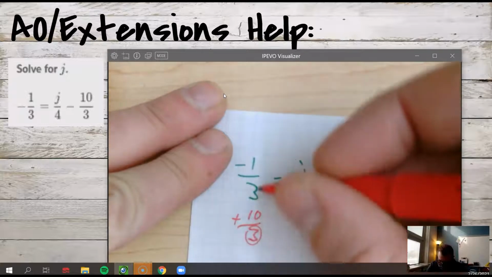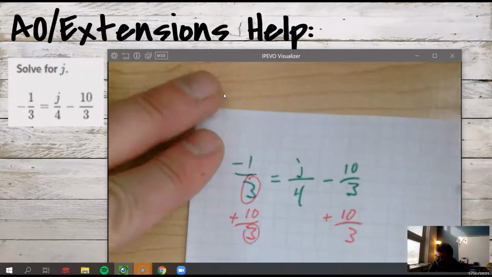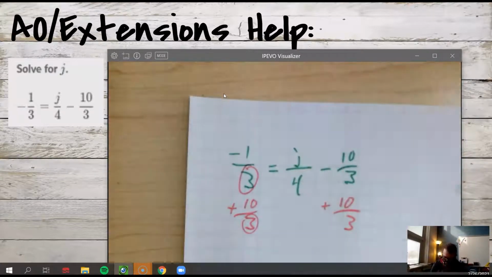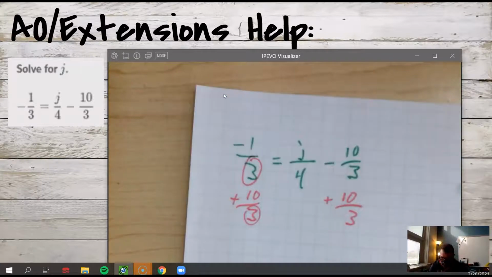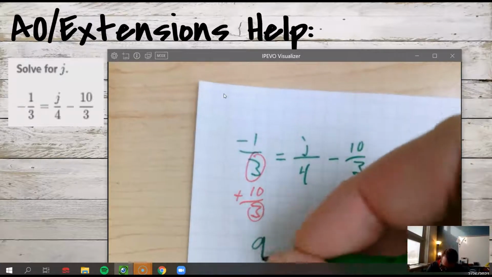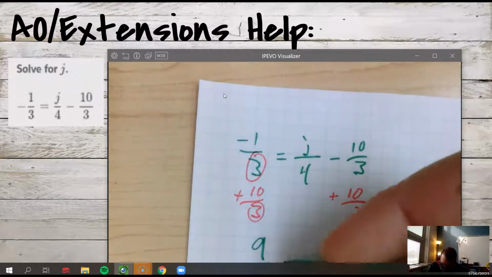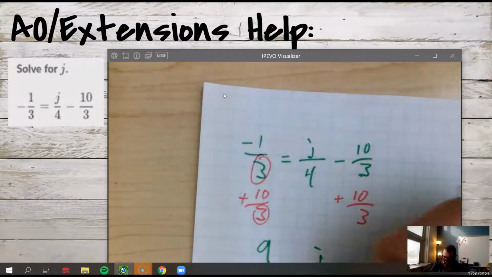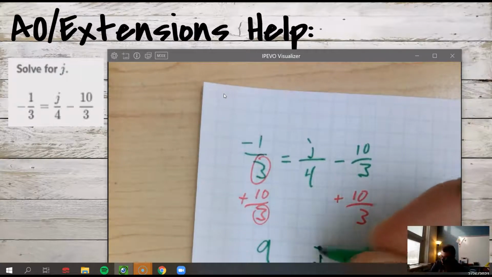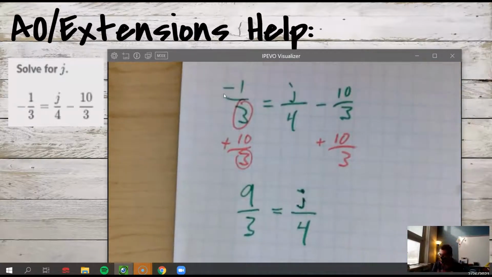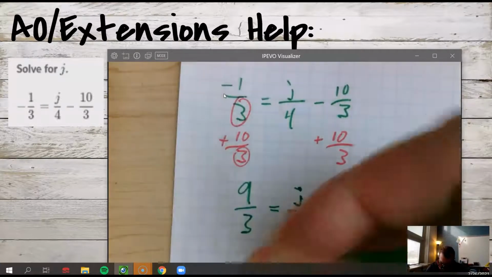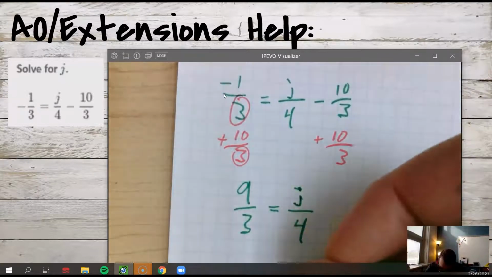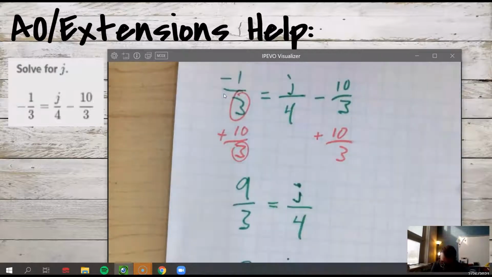The denominators are the same already, so we're good there. Negative 1 plus a 10 gives me a positive 9 over 3. Now, we can go ahead and simplify that, because this is not really a fraction. It's really division. I mean, it is a fraction, but a fraction is division. So 9/3 I'm going to go ahead and simplify as 3 is equal to j divided by 4.